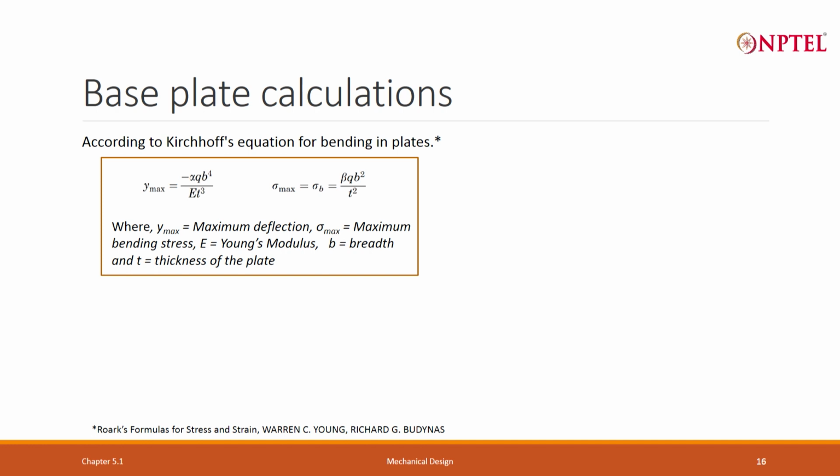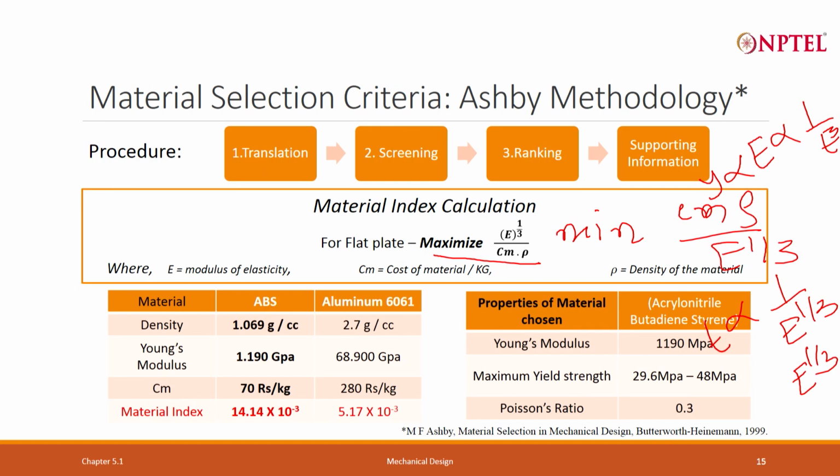So, maximum deflection y max is minus alpha q b to the power 4 by E t to the power 3. Q is the load, t is nothing but thickness, E is Young's modulus of elasticity, y max is maximum deflection. Now, the second one is maximum bending stress, that we also have to worry about, because the maximum yield strength for this material is 29.6 MPa. I will take the lower range.